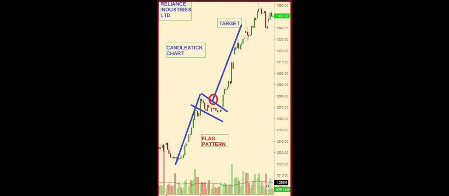Now take for example what this market was doing here. The market was trending to the upside. It was impulsing up to the upper side. All of a sudden the market started correcting. It corrected and formed a flag. If you can see already, there is a pole there and there is a flag.